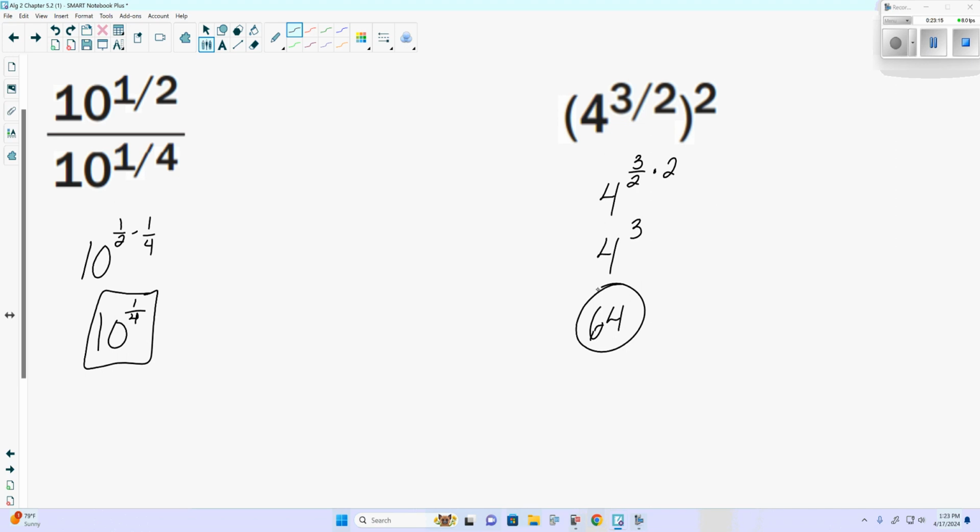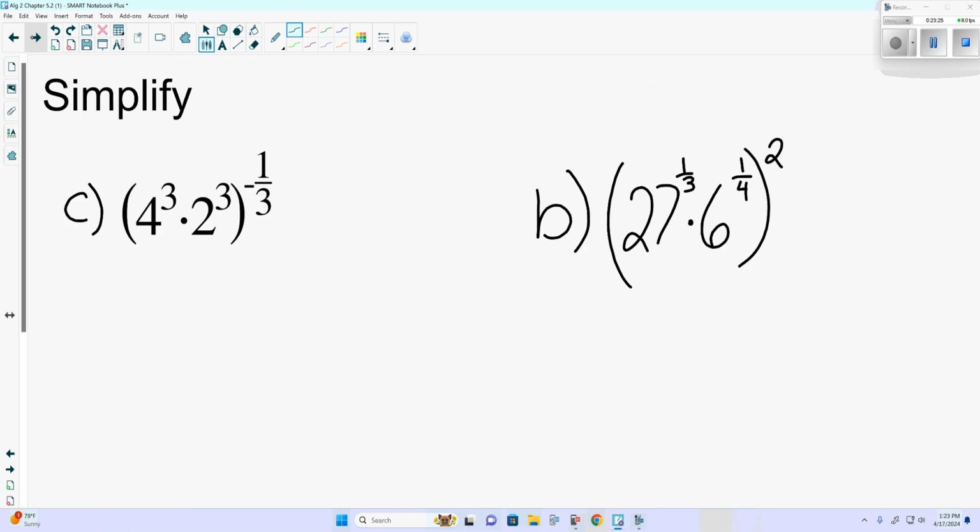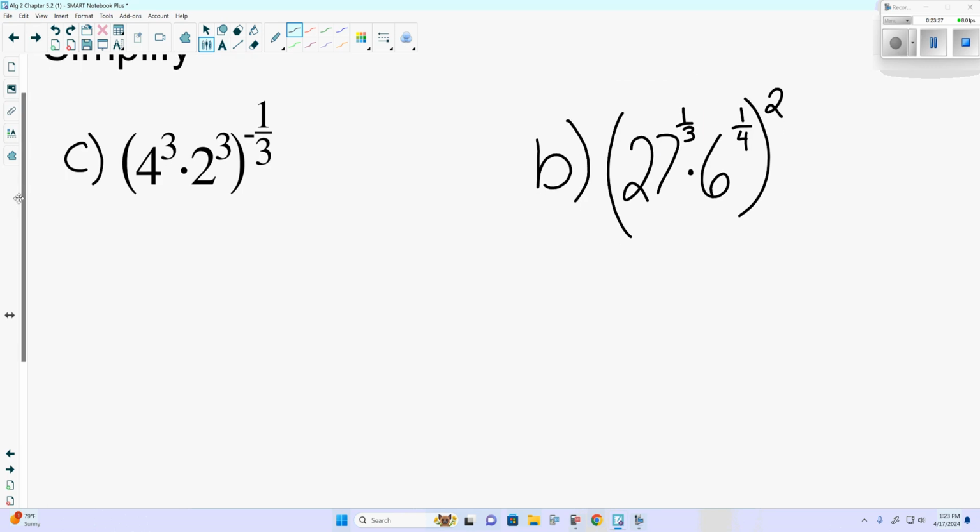Questions on these here? We feel pretty comfortable with all these? All right. If that's the case, let's do one more, and then we'll call it for today. I want to look at B, which should be almost the last one. 27 to the 1/3 times 6 to the 1/4, all squared. Well, 27 to the 1/3, what times itself 3 times is 27? 3.